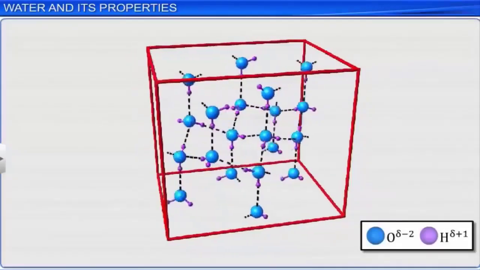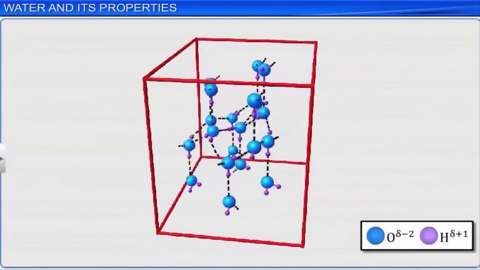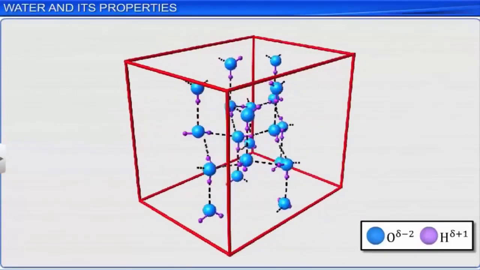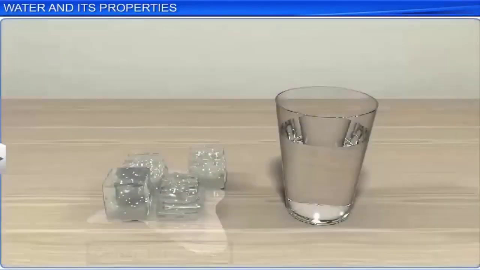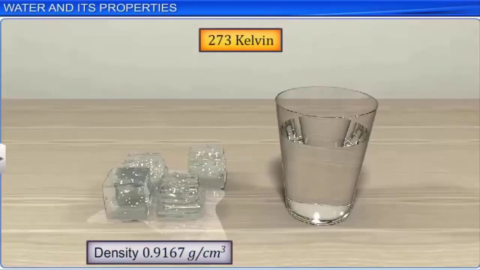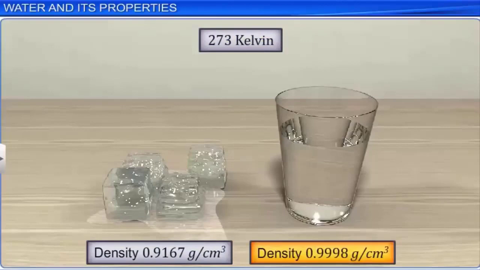At normal atmospheric pressure, ice crystallizes in hexagonal form. The density of ice is 0.9167 gram per centimeter cube at 273 Kelvin, whereas water has a density of 0.9998 gram per centimeter cube at the same temperature.